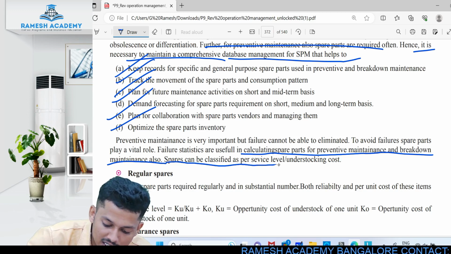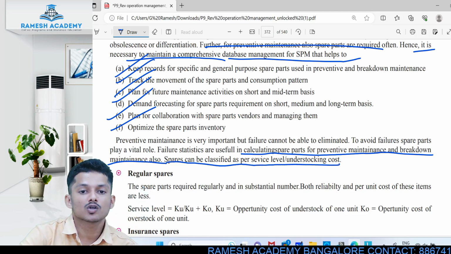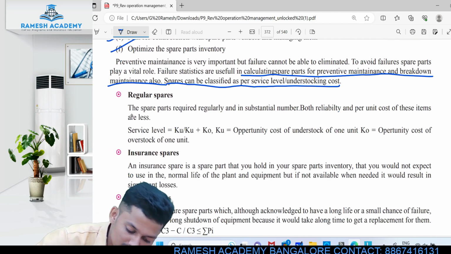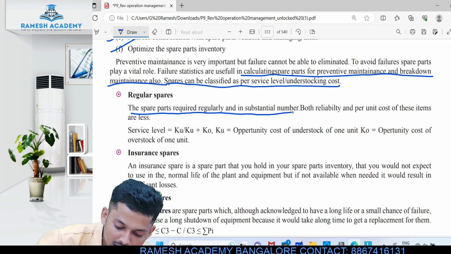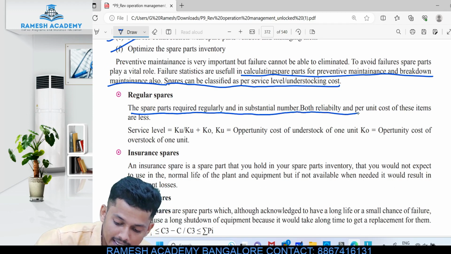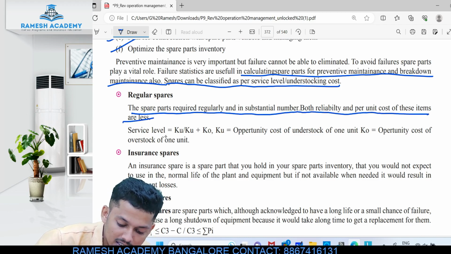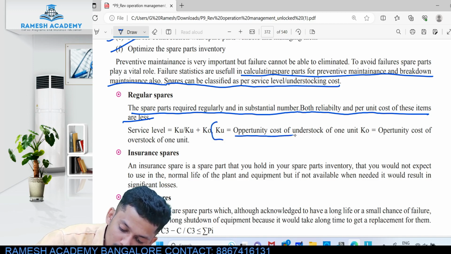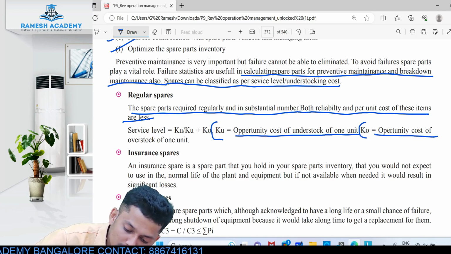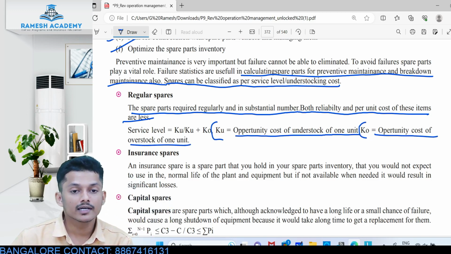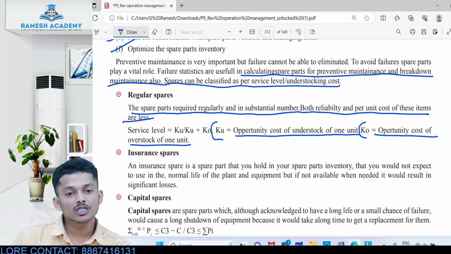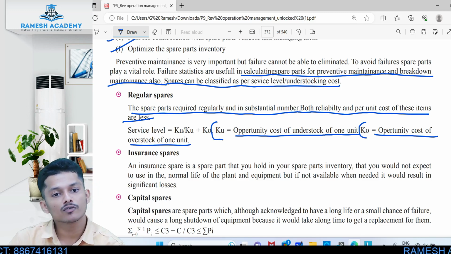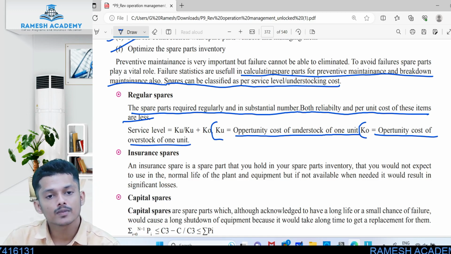Spares can be classified as per service level and understocking cost. That is, regular spares: the spares required regularly and in substantial number. Both reliability and per unit cost of these items are less. Service level. Okay. KU is the opportunity cost for understock of one unit. KO is the opportunity cost of the overstocking. Clear, understood? So the opportunity cost of the understock of one unit, plus the opportunity cost of the overstock of one unit. Okay, clear?